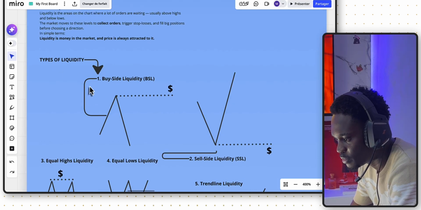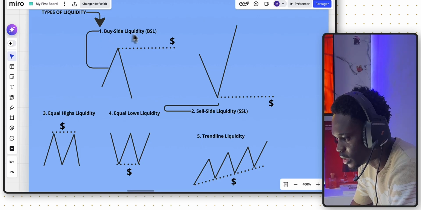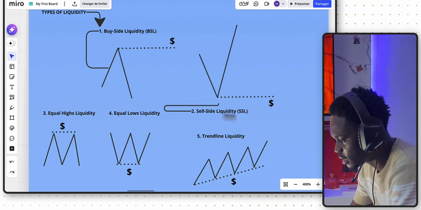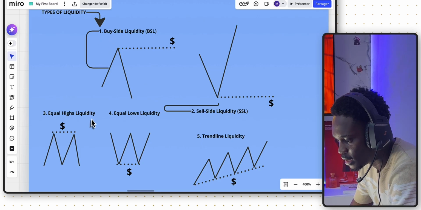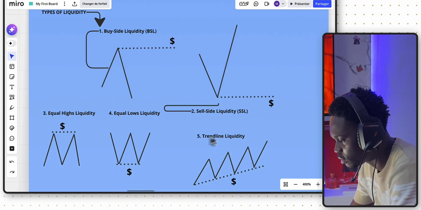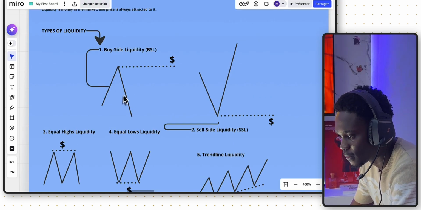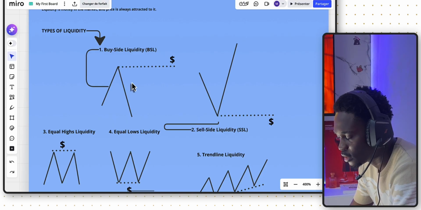Here are different types of liquidity. First one, we have buy side liquidity, BSL, and sell side liquidity, SSL, equal highs liquidity, equal lows liquidity, trend line liquidity. Hope it makes sense. So let's move directly to TradingView.